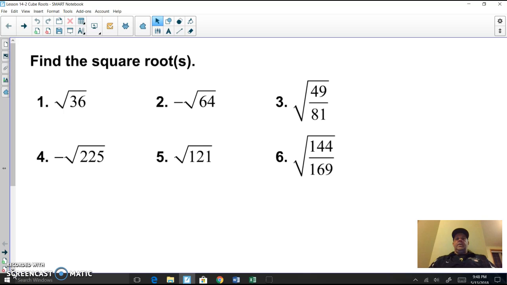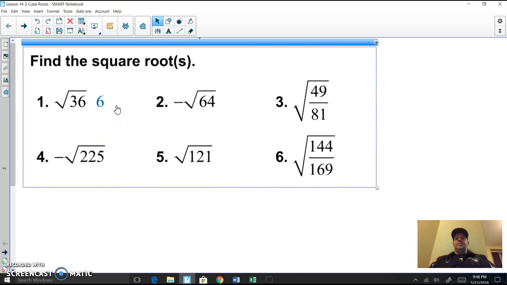Hopefully all of you have had time to find the square roots. Number 1, the square root of 36 is 6. Number 2, the square root of negative 64 is negative 8. Third one, the square root of 49 is 7. The square root of 81 is 9. Thus we have 7/9. The square root of negative 225 is negative 15.